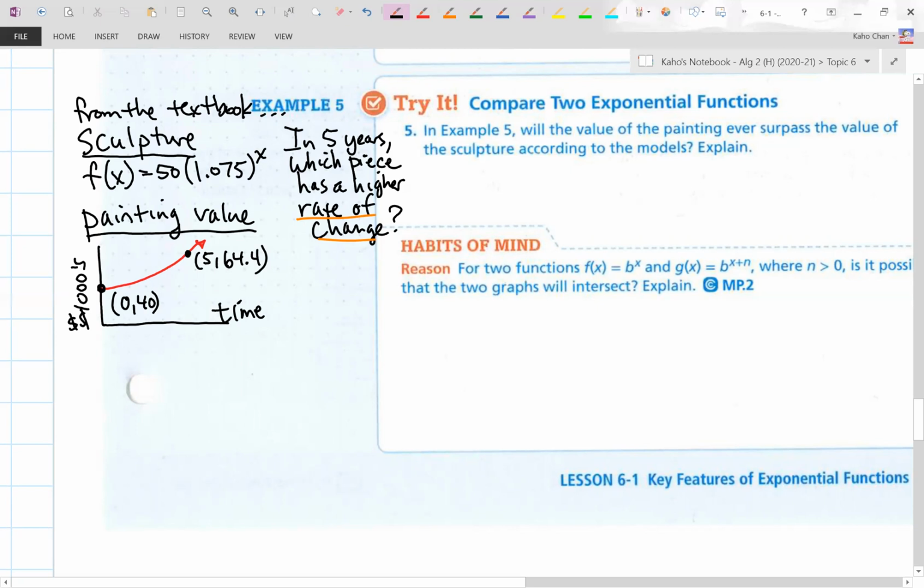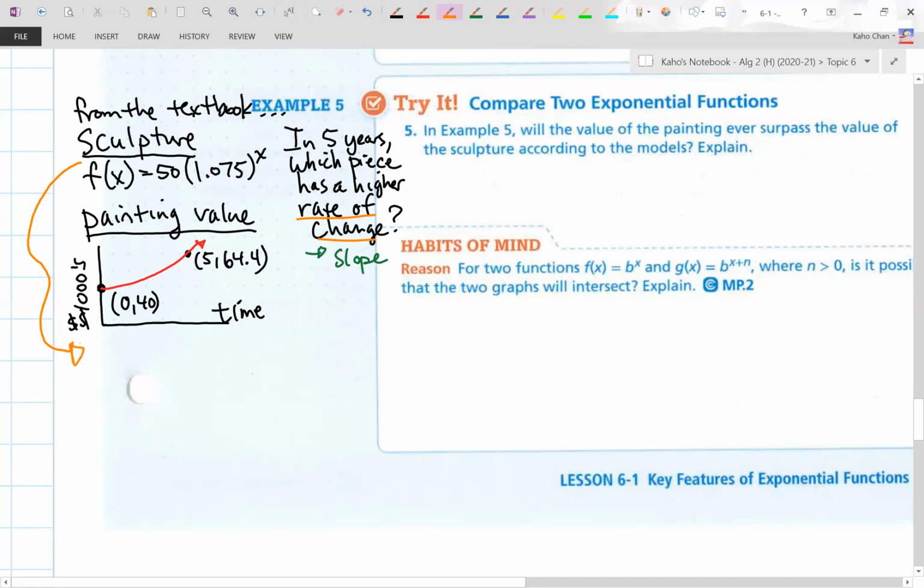Very good. So when you look at this, we need to figure out which one has a higher rate of change. Now, rate of change is basically slope. In the painting, we've already been given a couple of points. All we have to do is figure that out in a moment. But before we do that, let's go ahead and find the slope for the sculpture first. Let's do that, okay? So we're going to take the equation and find the slope.